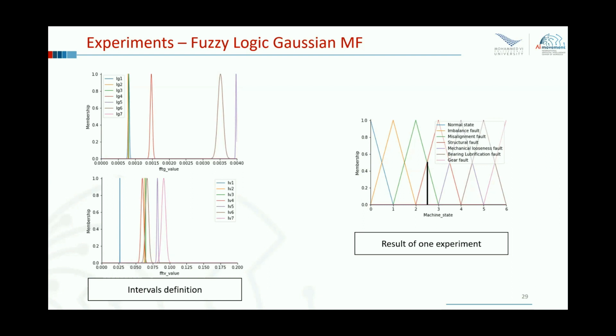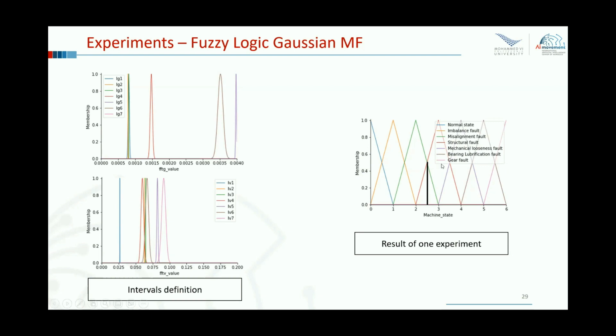Noting that there are 3 membership functions that can be used in a fuzzy logic model: the Gaussian membership function, the triangular membership function, and the trapezoidal membership function. Many authors used one of these membership functions without justifying their choice. Now, this is how the Gaussian membership function looks. Here is the acceleration spectrum input variable, and here is the velocity spectrum input variable.